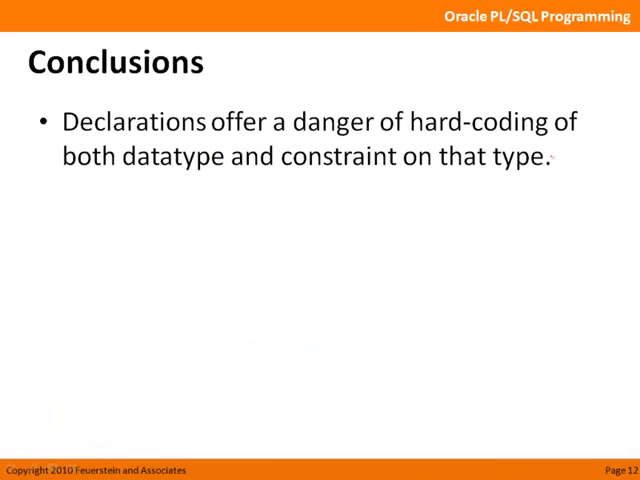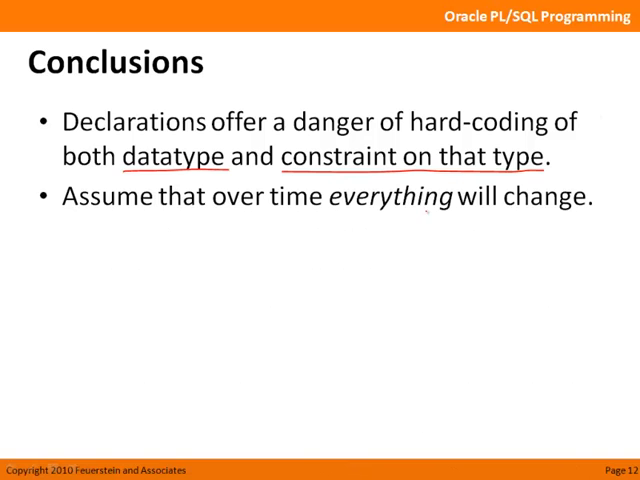Draw some conclusions. Declarations offer a danger of hard coding from both the standpoint of the data type itself and any constraint on that type. Declaring variables is something we take for granted. It's the most basic part of writing your program, just declare a bunch of variables. But even inside that declaration section, you can introduce enormous problems in your code.